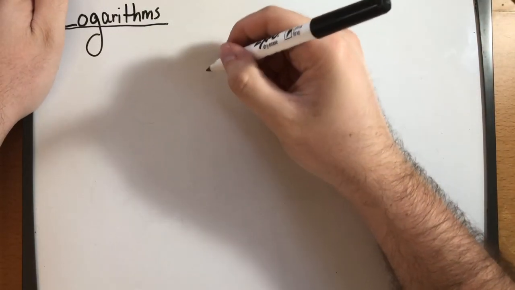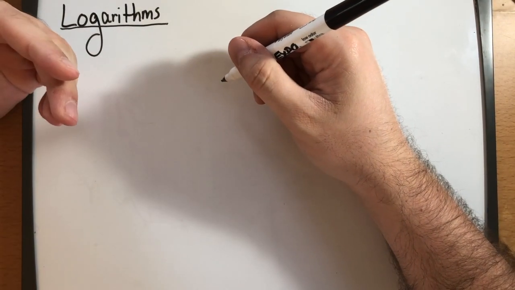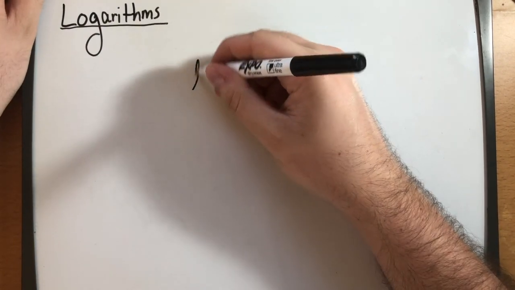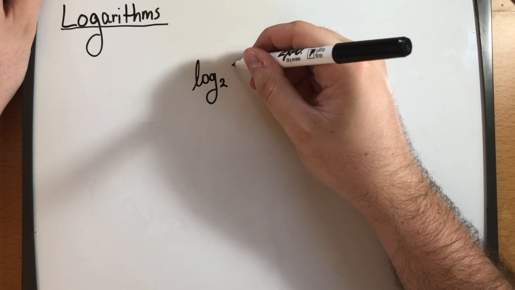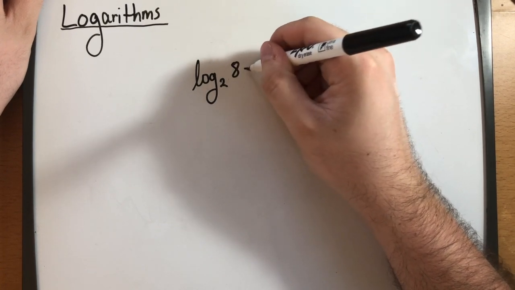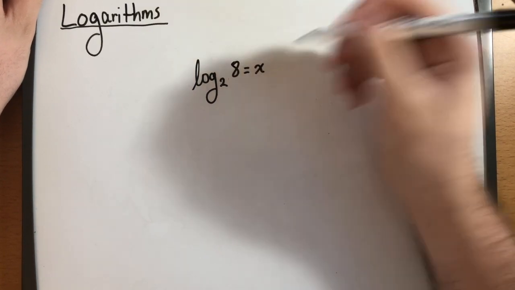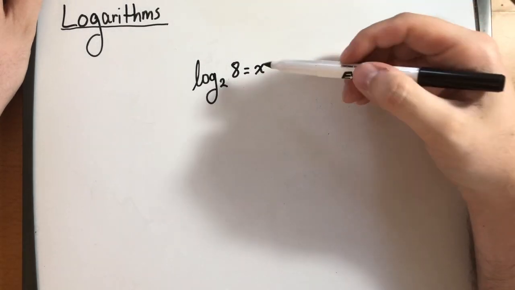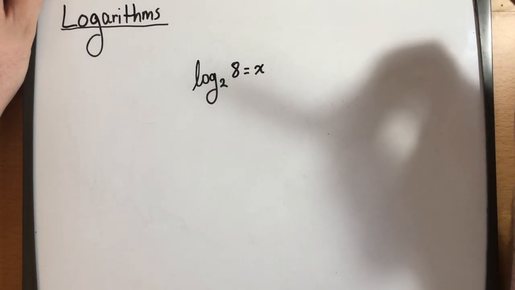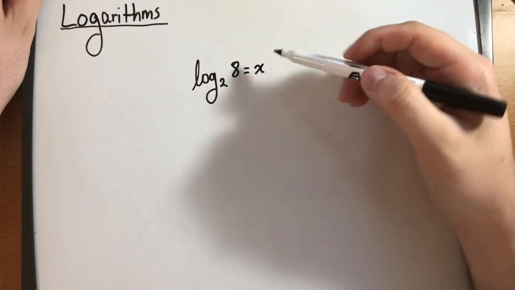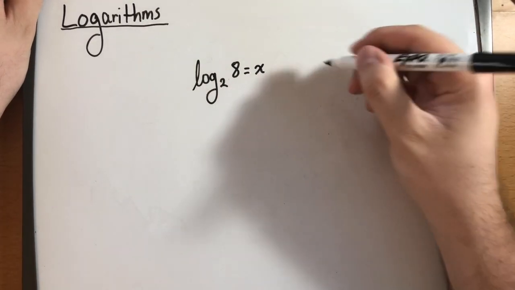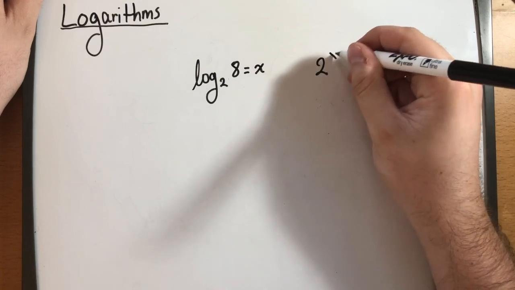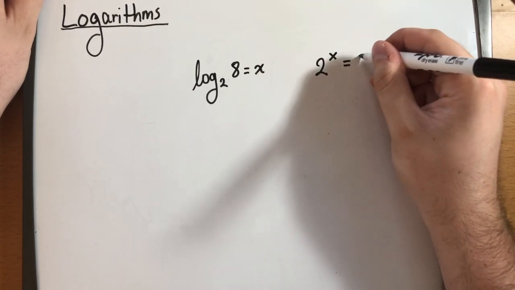How about this? Now let's go in the opposite direction. Let's say you are presented with a log. Log base 2 of 8 is equal to x. So now you are asked to solve, what does that x have to be equal to? In order to rewrite this as an exponential equation, I would say 2 raised to the x is equal to 8.